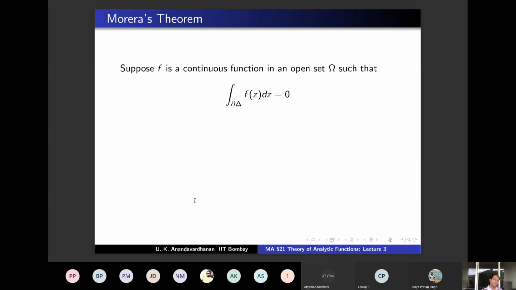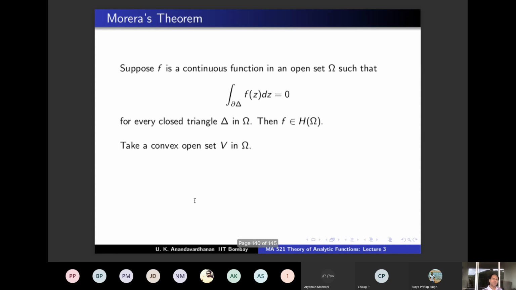One more minute and we will finish Morera's theorem. If f is a continuous function on an open set, such that on every triangle in your set, on the boundary, the integral is 0, then you can conclude that f is holomorphic. For every closed triangle, if the integral on the boundary is 0, then f is actually holomorphic. The proof is very easy. What you need to do is take a convex open set. Now this condition that is given to you, see earlier how did you show that an antiderivative exists? By integrating on a line segment, and that was well defined.